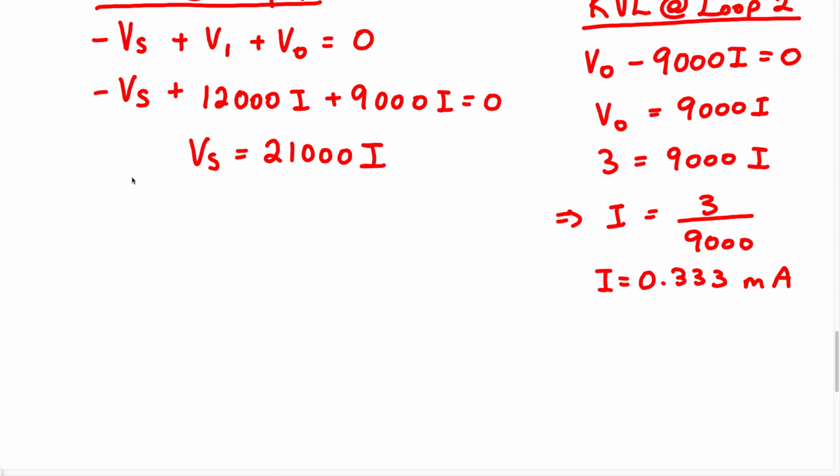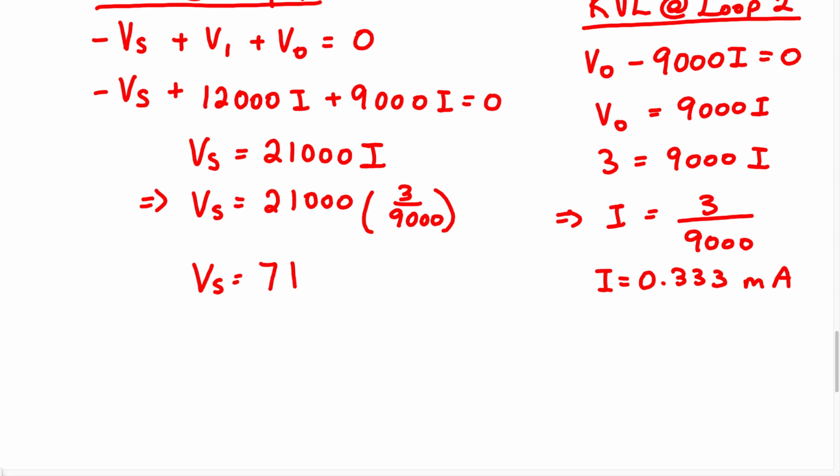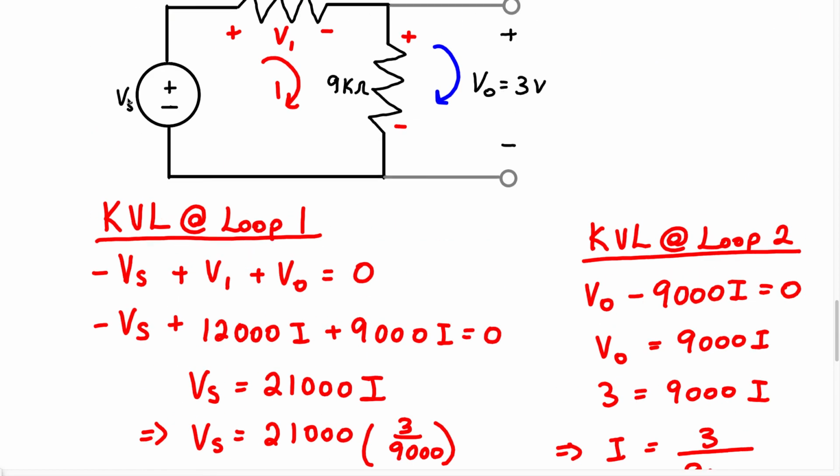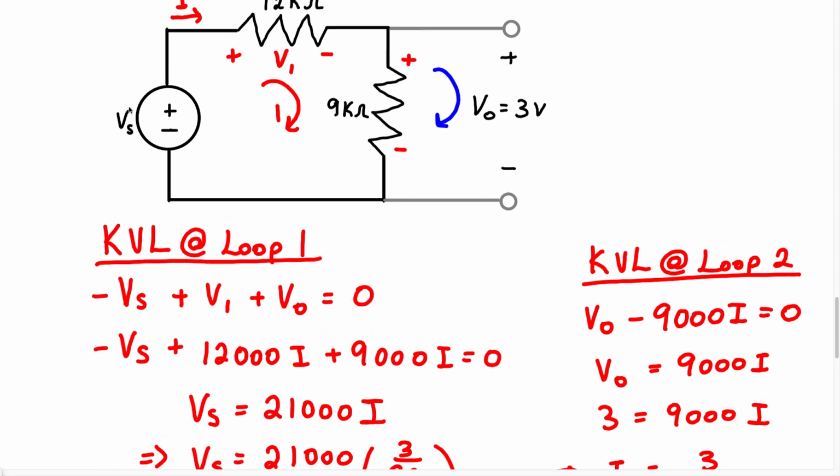Now, all we're going to do is write the value of I in the equation we have for Vs. So we can say Vs equals 21,000 I. I'm just going to use the fraction because I want to be exact. So we have 3 over 9,000. When you put that in the calculator, Vs equals 7 volts. So this is going to be our answer for Vs in this circuit. So Vs equals 7 volts.